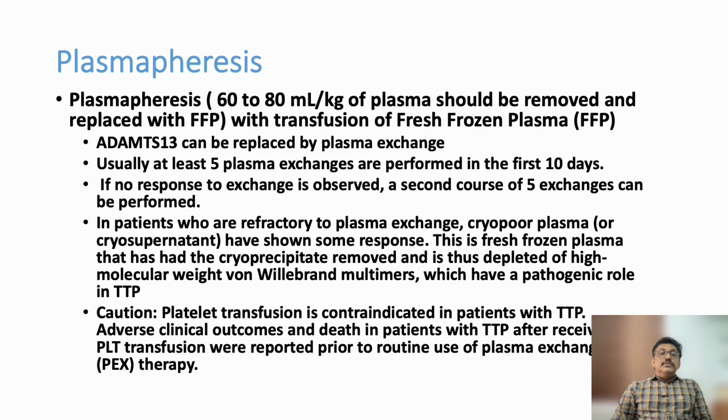Plasmapheresis is the treatment of choice. Plasmapheresis or plasma exchange. Usually at least 5 plasma exchanges, 60 to 80 ml per kg plasma should be removed and replaced. Fresh plasma should be replaced. So you can remove 60 to 80 ml per kg plasma from the patient's body that is having defective proteins and defective coagulation materials. So that will be removed and you replace with normal person's plasma so that patient can improve. So ADAMTS13 can be replaced by plasma exchange. Plasma contains ADAMTS13 protein.